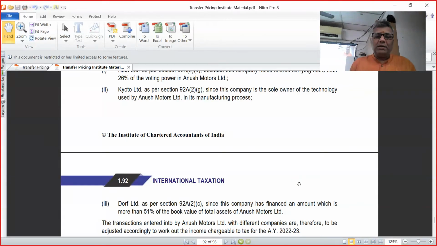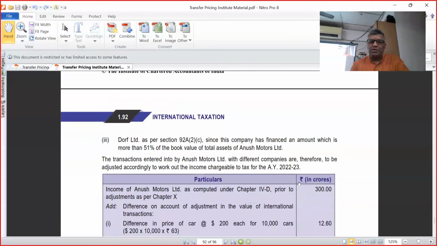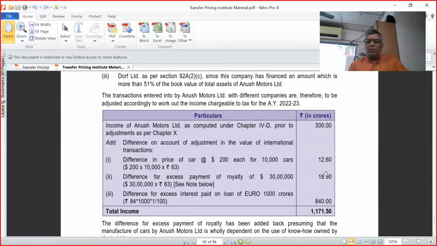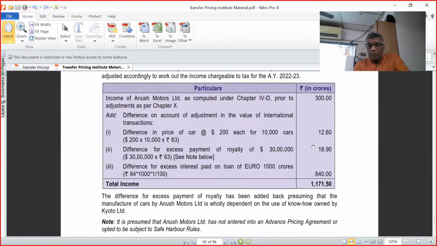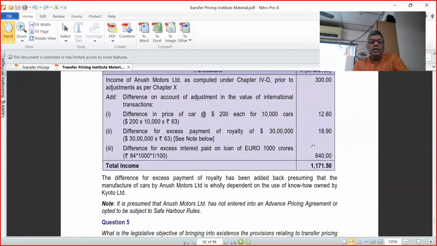Okay, the transaction center, and then comes the working. So 12.6 plus 18.9 plus 840 is the increase, 871.5. But the answer doesn't end there; after that they would have written a couple of assumptions. Differences for excess payment of royalty have been added back, presuming that the manufacture of cars by Ayush is only dependent on the know-how supplied by Kyoto.